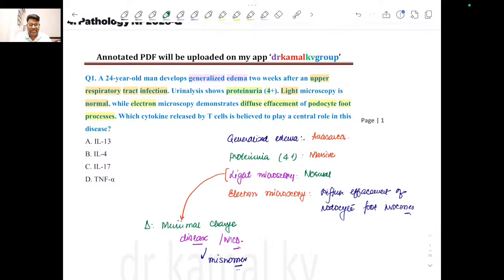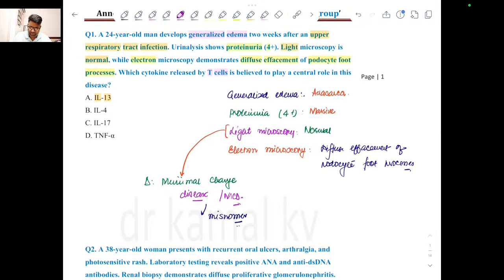Now here the question is which cytokine released by T cells is believed to play a central role in this disease. And yes, Bhuvana, you are absolutely right, this is IL-13. So this is IL-13 which plays a role in all these pathological changes of minimal change disease, which is also known as nil deposit disease, right?